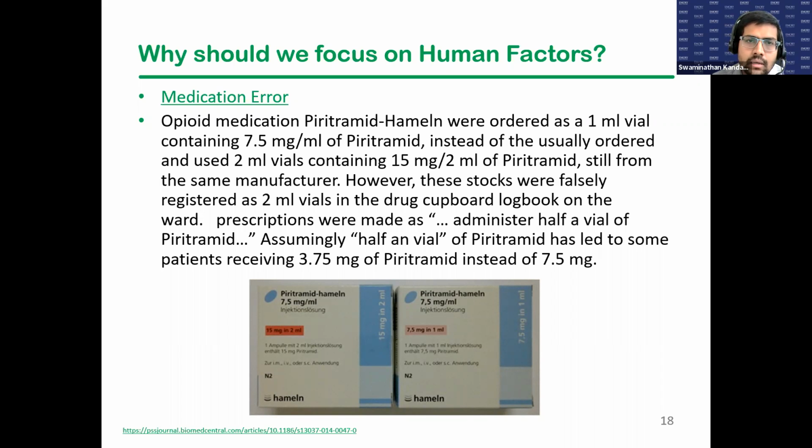But in the logbook that the hospital had, they still kept it as 2 ml vials when it was 1 ml. And the providers ordered half a ml as they used to, because they also didn't know that it had changed to 1 ml vial doses. And this led to patients getting inappropriate dosages. You can see there are problems at multiple levels, and many of them are systemic errors.